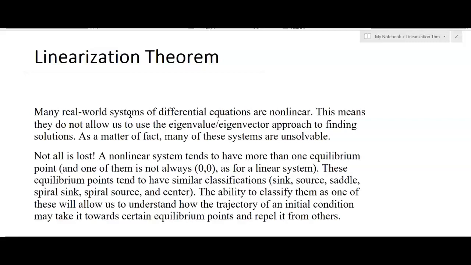But not all is lost, because a nonlinear system tends to have more than one equilibrium point, and one of them is not always (0, 0), as is the case for a linear system. These equilibrium points, though, tend to have similar classifications: sink, source, saddle, spiral sink, spiral source, and center. They look very similar a lot of times. And the ability to classify them as one of these will allow us to understand how the trajectory of an initial condition may take it towards certain equilibrium points and repel it from others.